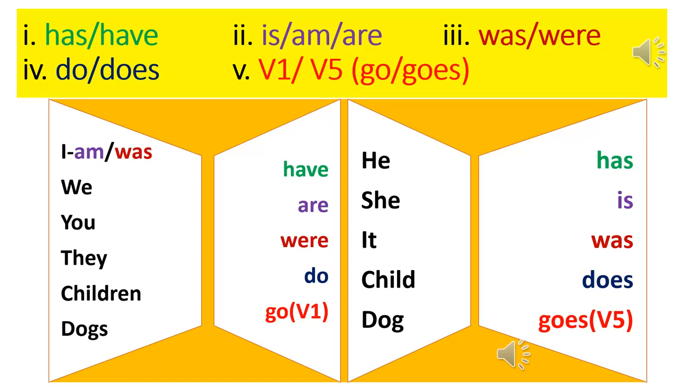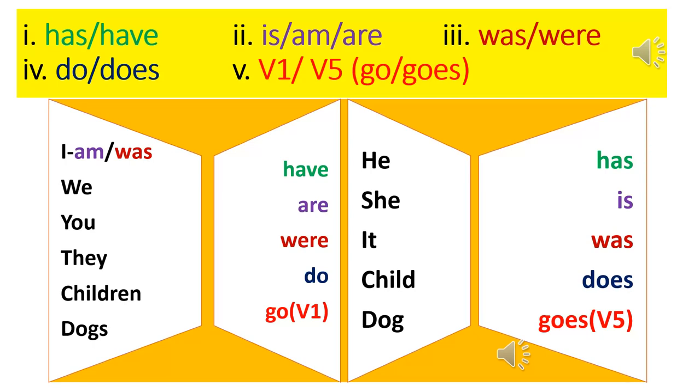Yo, yo! Everybody sing. Yeah, yeah, subject verb agreement, has and have. I have, we have, you have, they have, children have, dogs have, he has, she has, it has, child has, and dog has.